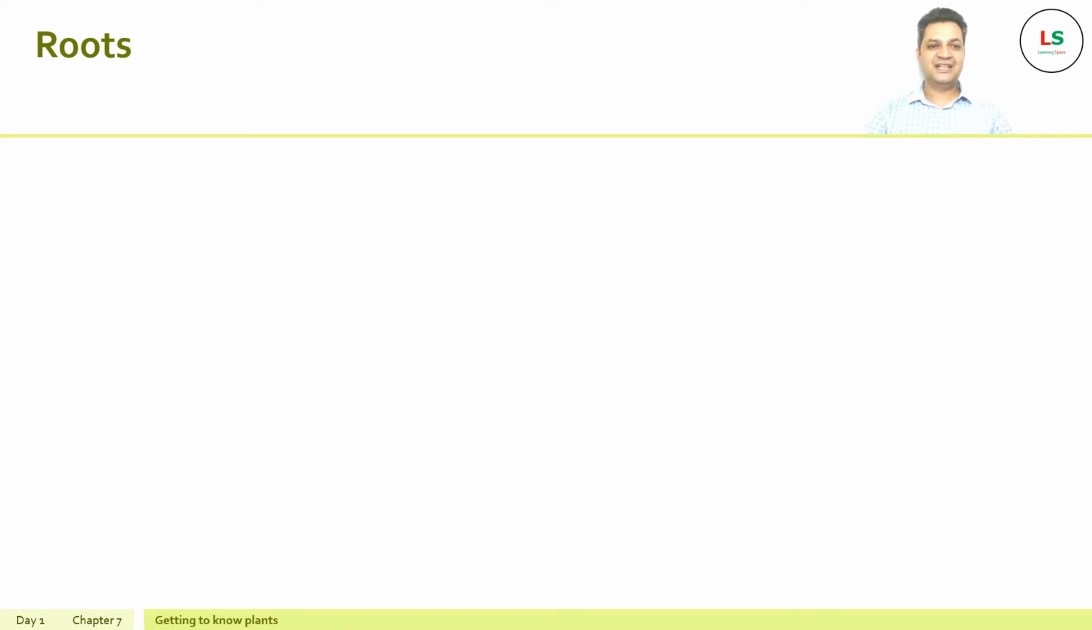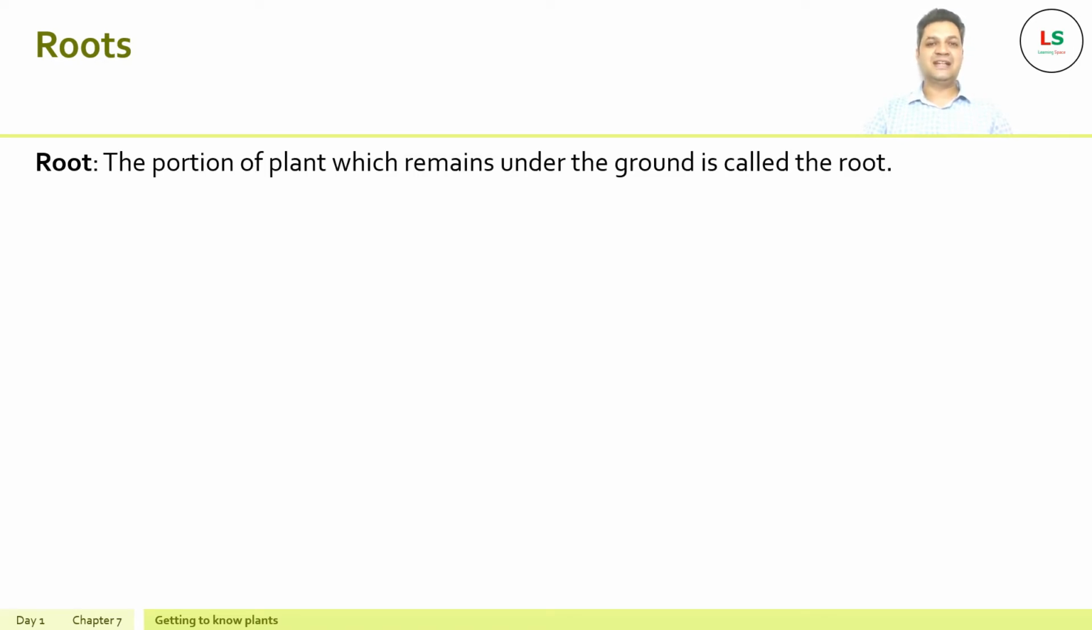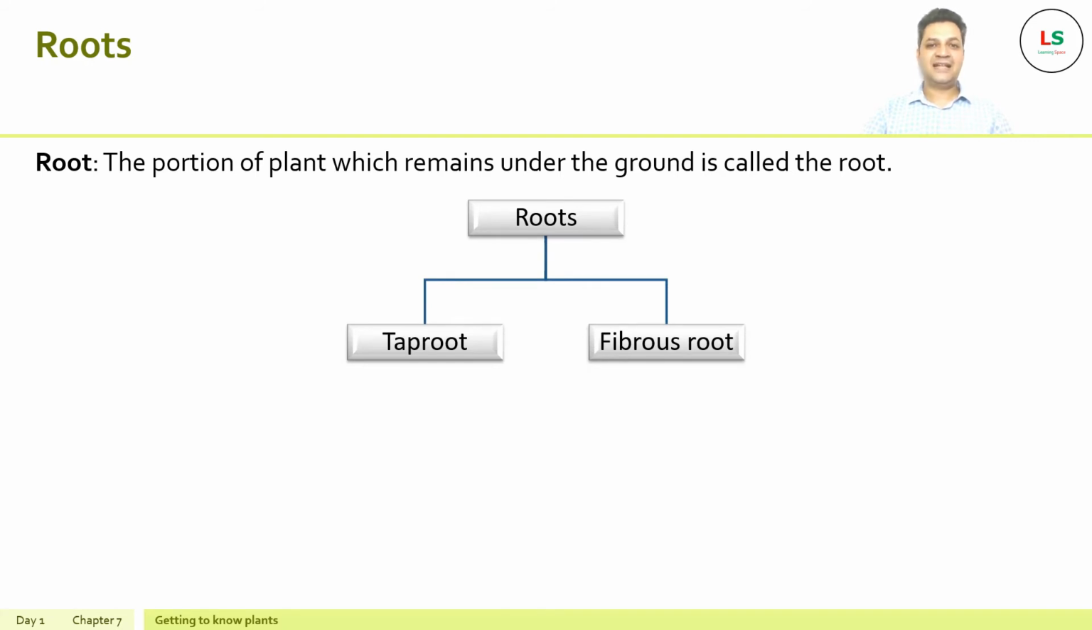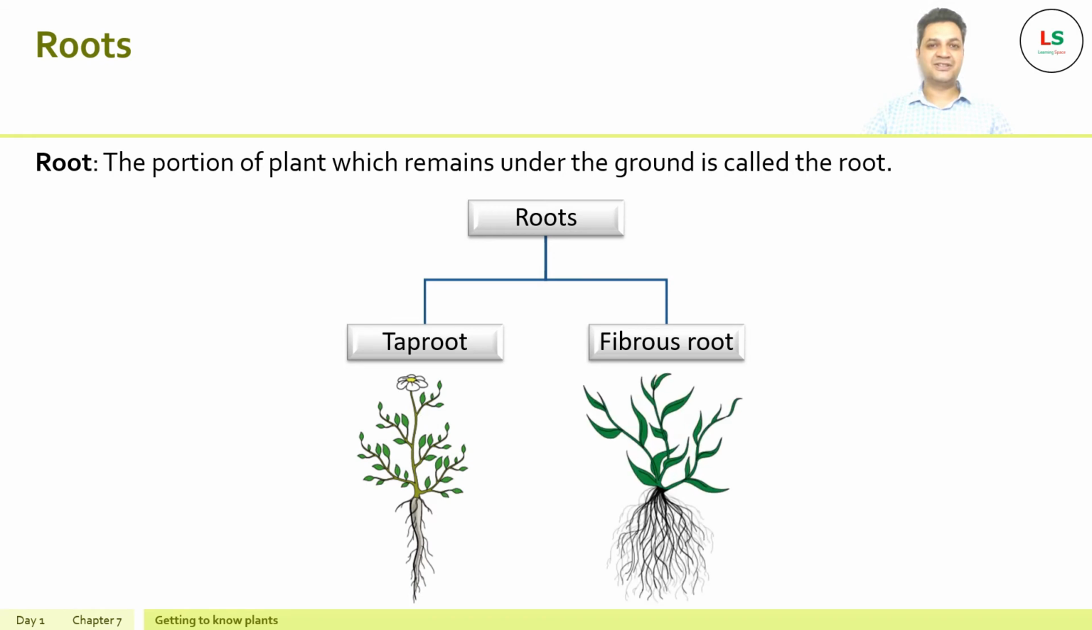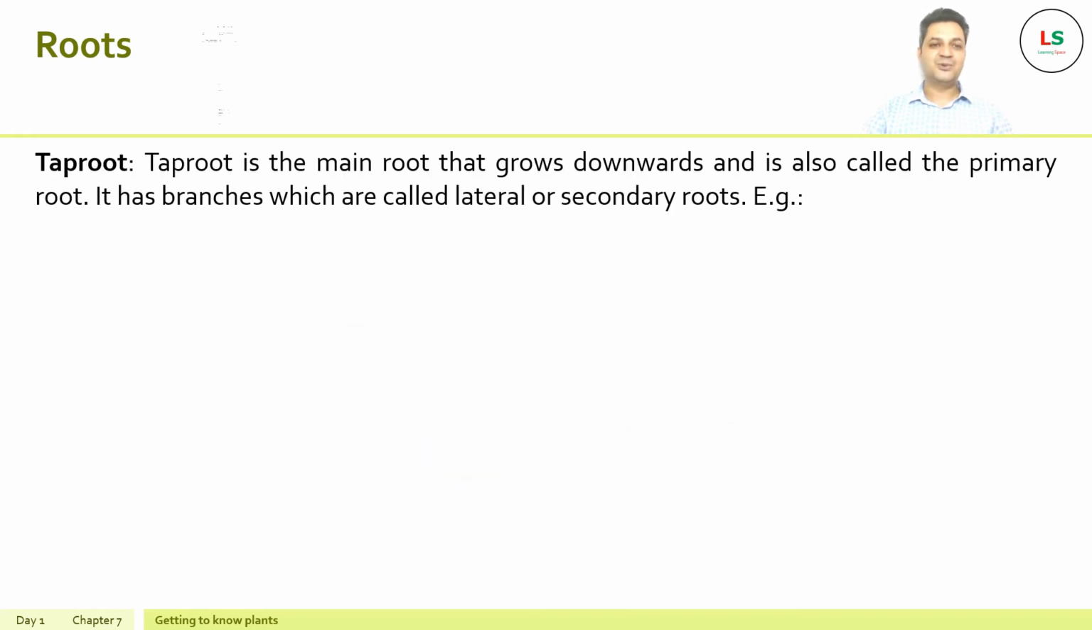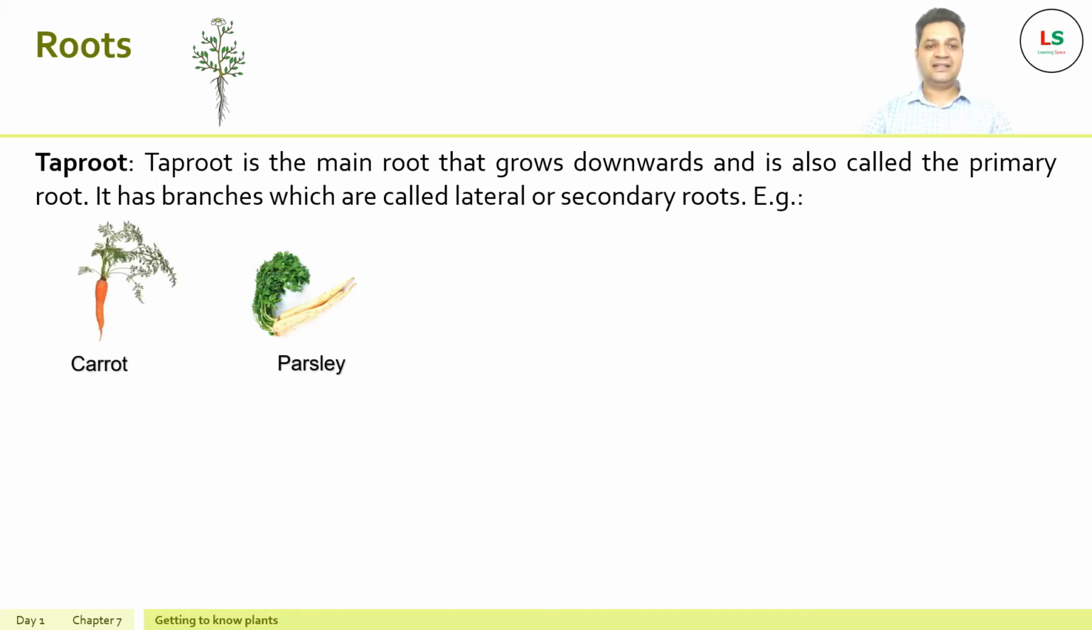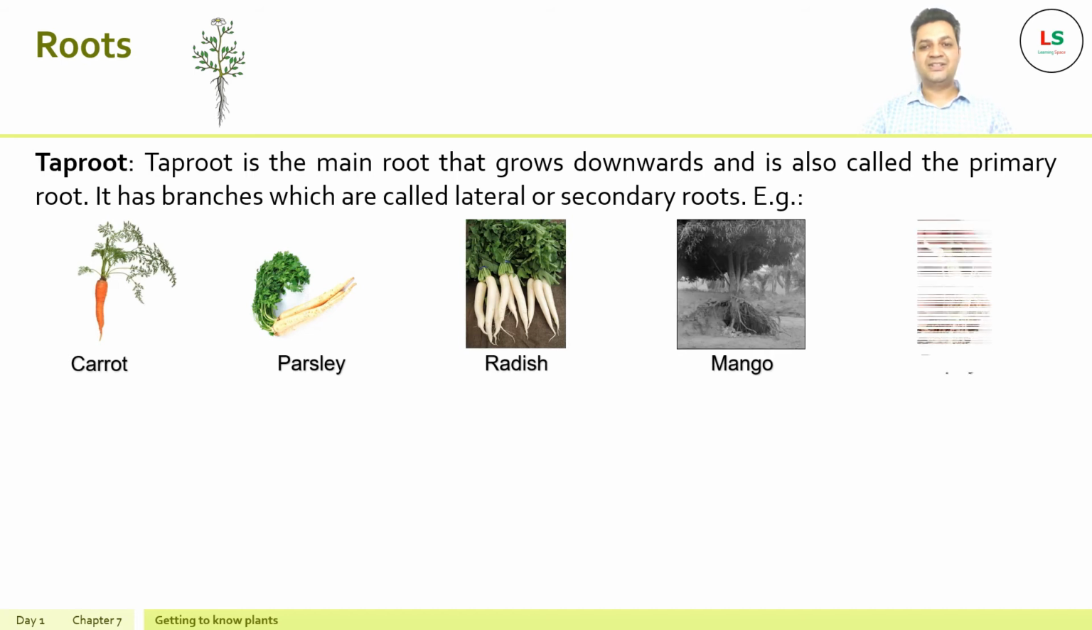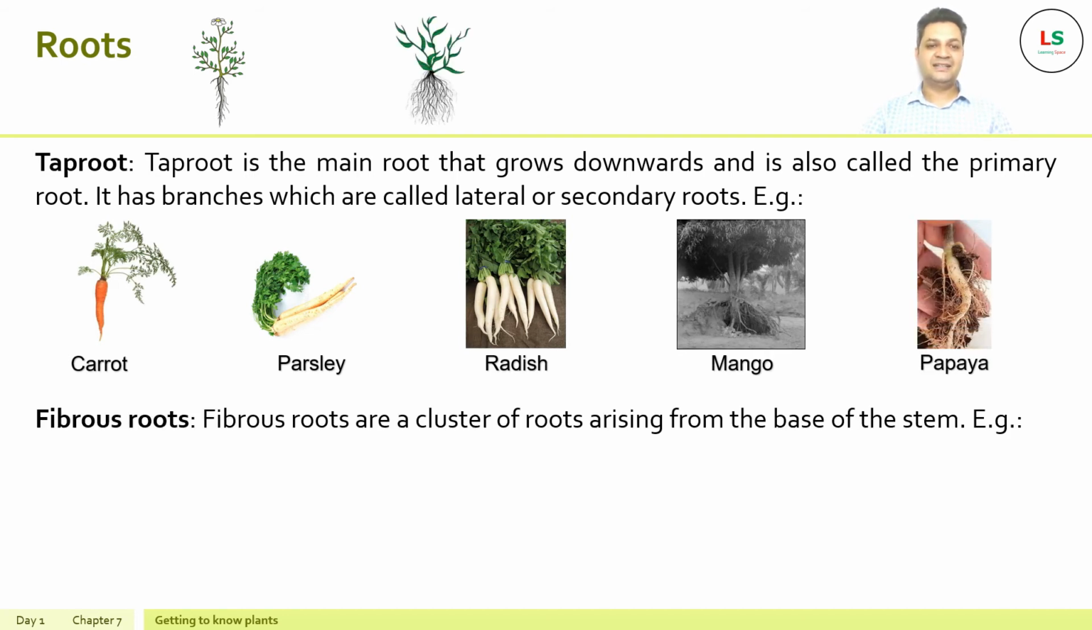We have roots. The portion of plant which remains under the ground is called the root. Roots are of 2 types, taproot and fibrous root. Here we have the pictorial representation of both. Taproot. Taproot is the main root that grows downward and is also called the primary root. It has branches which are called lateral or secondary roots. Even the tertiary roots may exist.